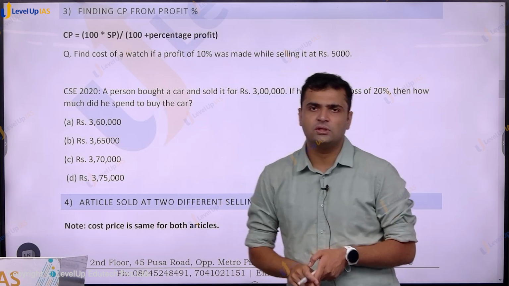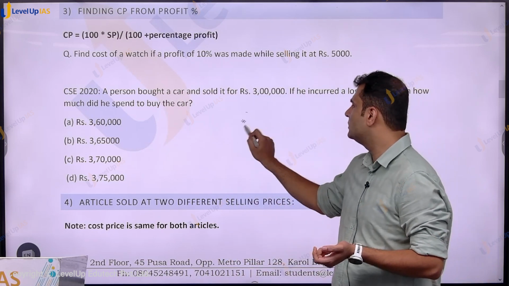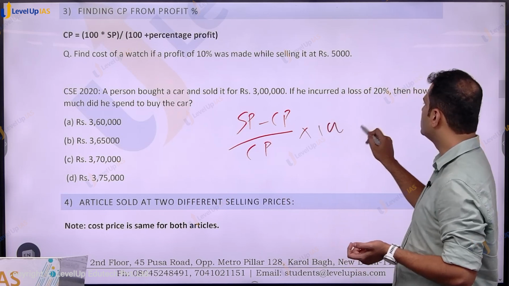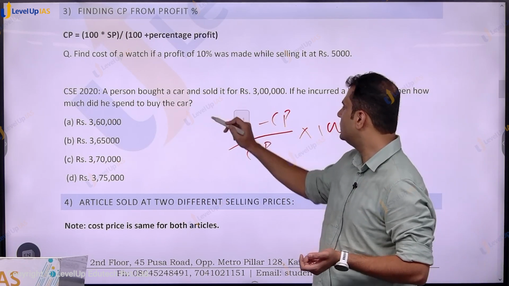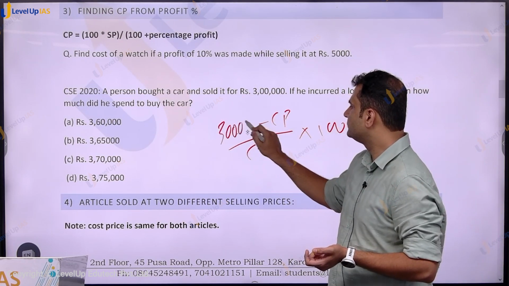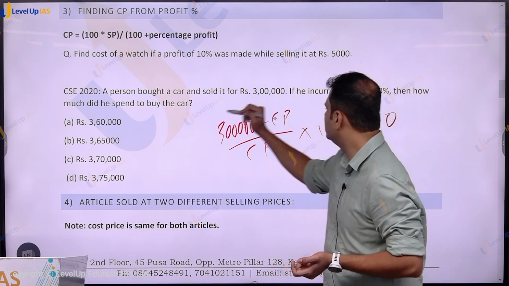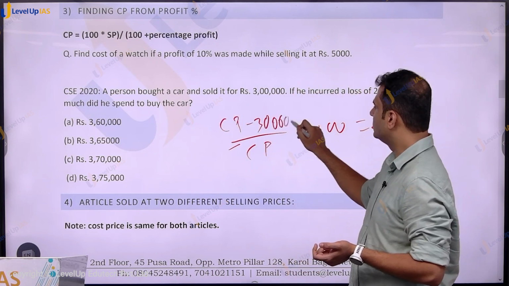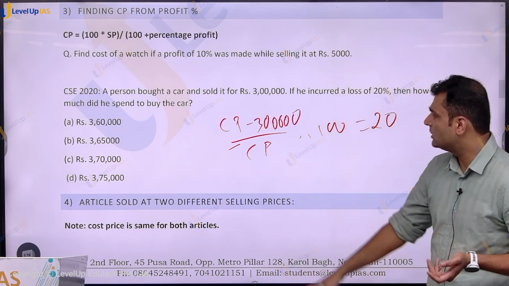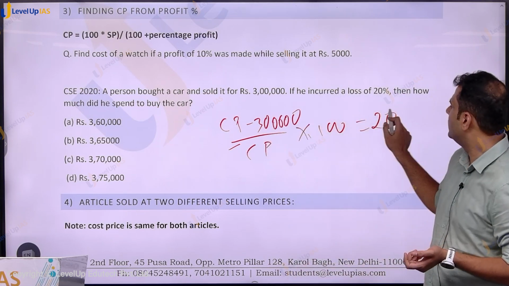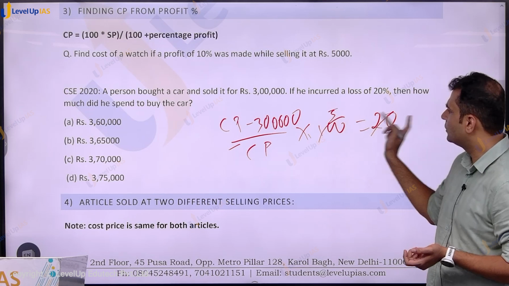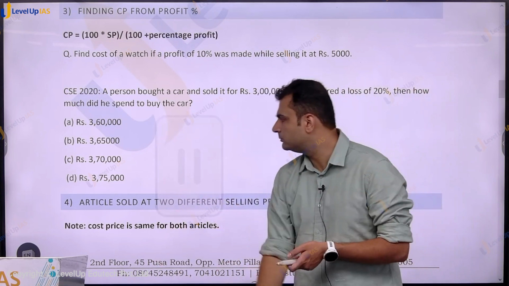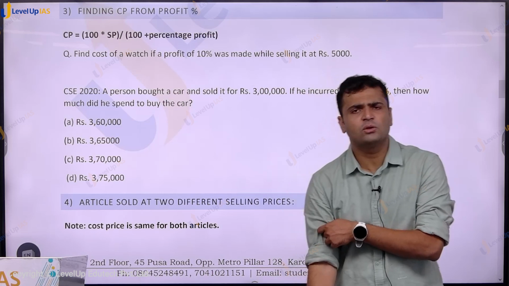Please do the calculation. Another way, just put it in the definition. SP minus CP by CP into 100 is equal to 20. And SP is here 3 lakh. Sorry, loss is 20%. So it is CP minus 3 lakh. Fine. Just the CP is unknown. You'll have 5 here. Cross multiply, simplify and find the answer. That will also be acceptable. But if you do it with percentage, it is easy.